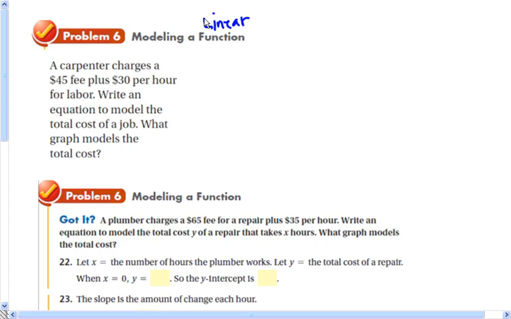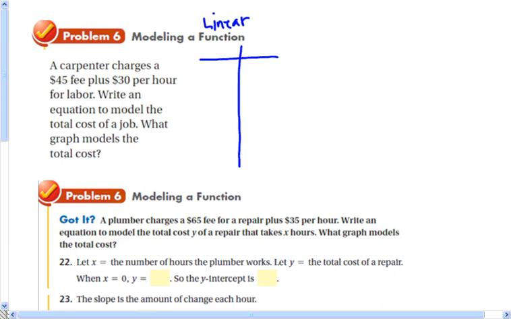A carpenter charges a $45 fee plus $30 per hour for labor. Write an equation to model the total cost of the job. What graph models total cost? So we'll make a graph too. Let's just write a couple of values here so we can get an idea of what's going on.